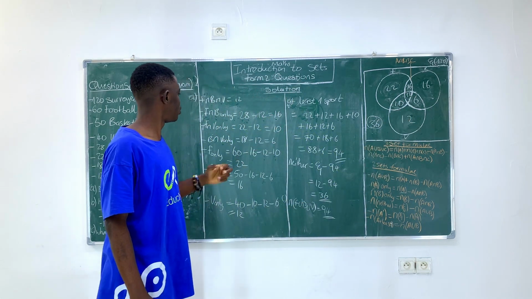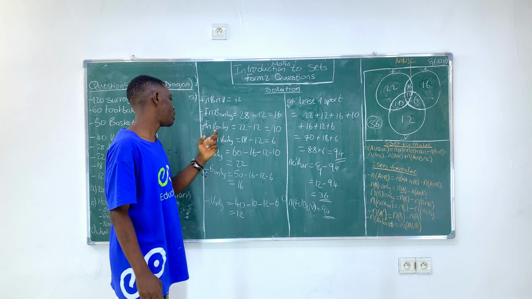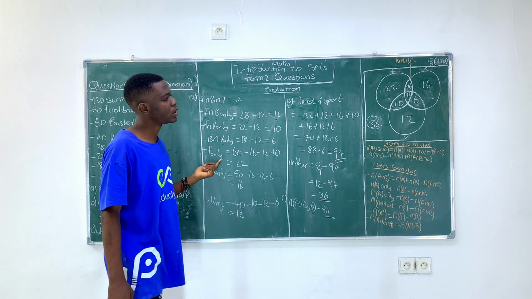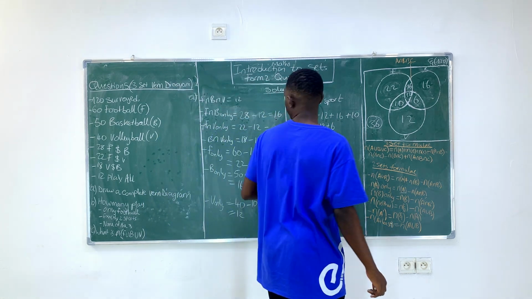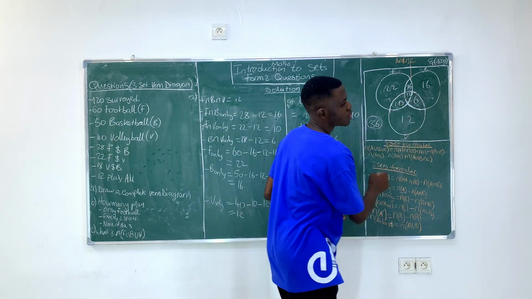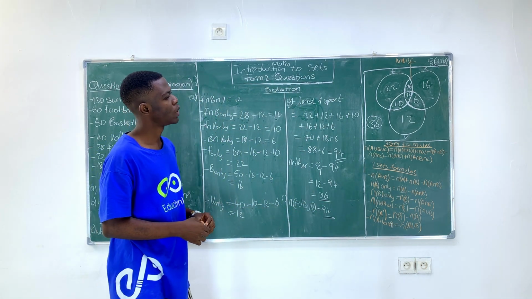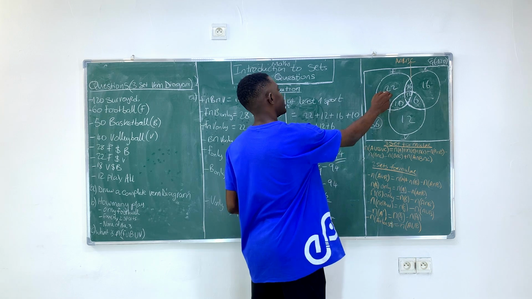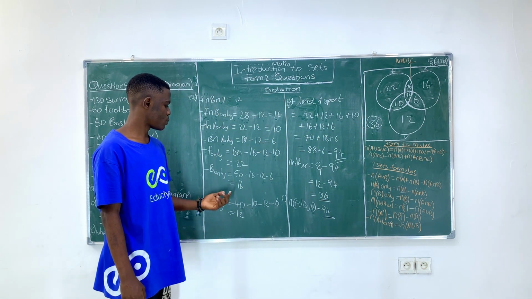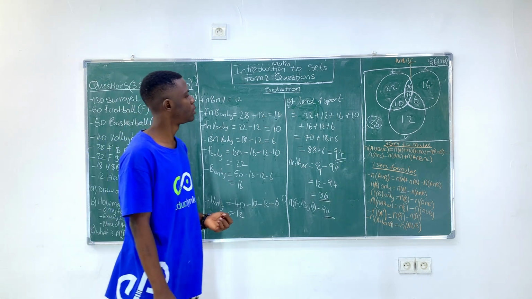You do the same for F intersection V, and for B intersection V. Then for F only, I have my F and I remove all of these other intersections from it. So when I remove all of the other intersections, I'm going to have 32. Same for B only, and same for V only.